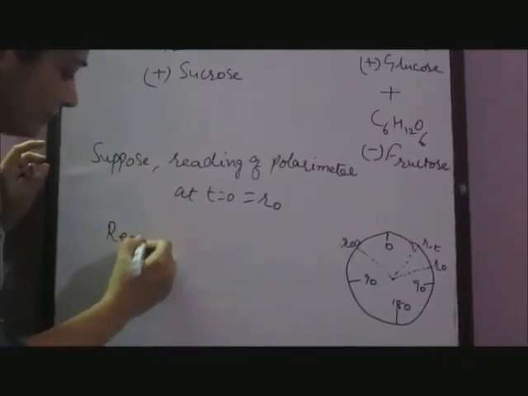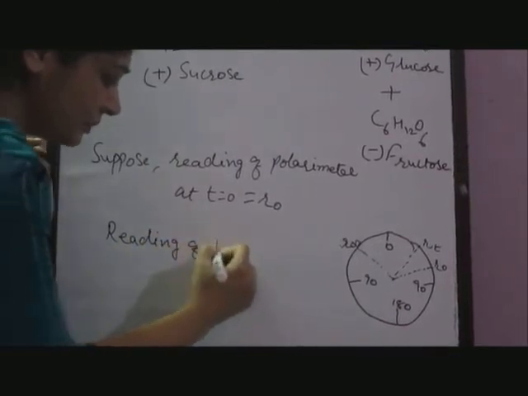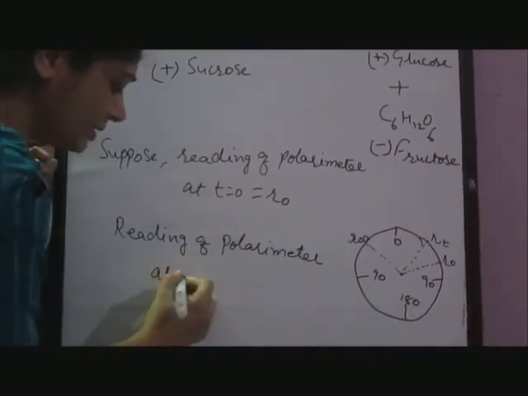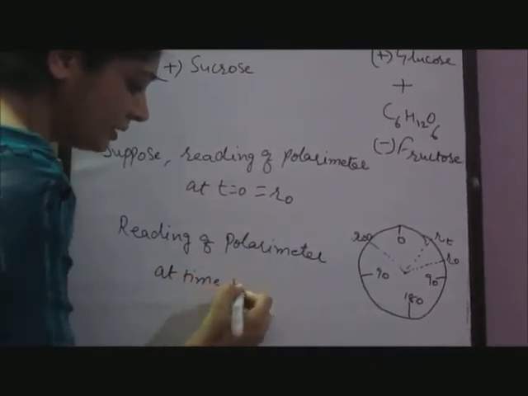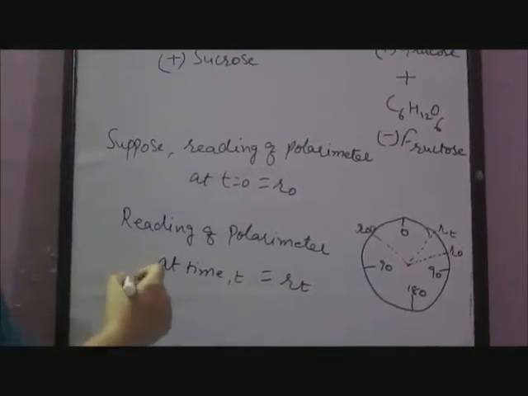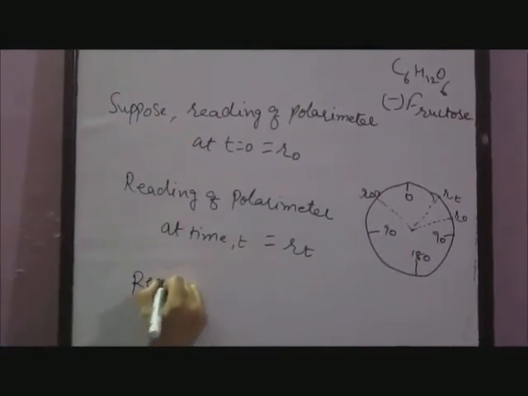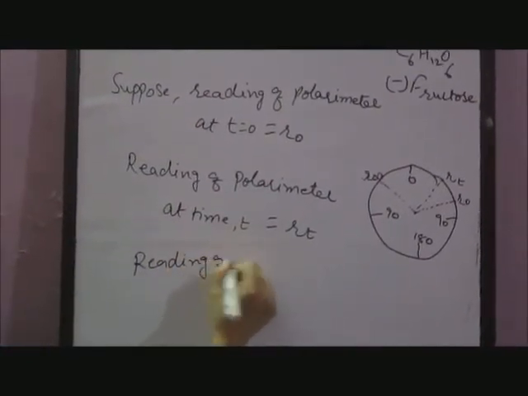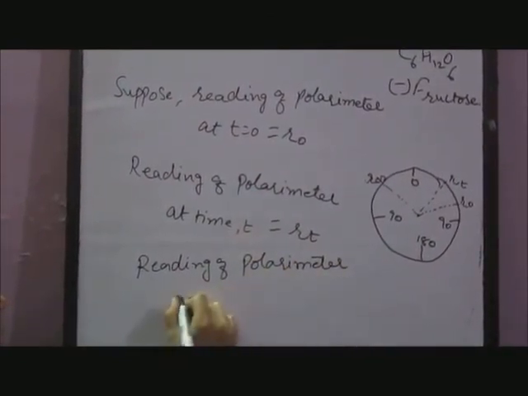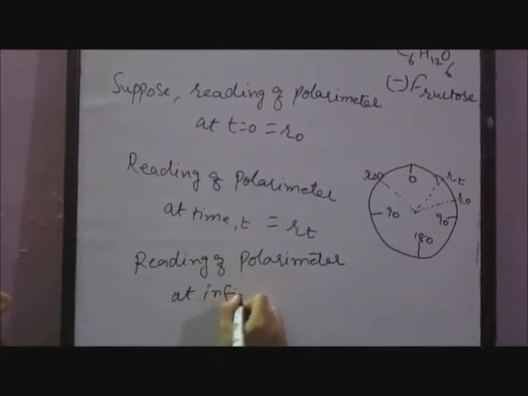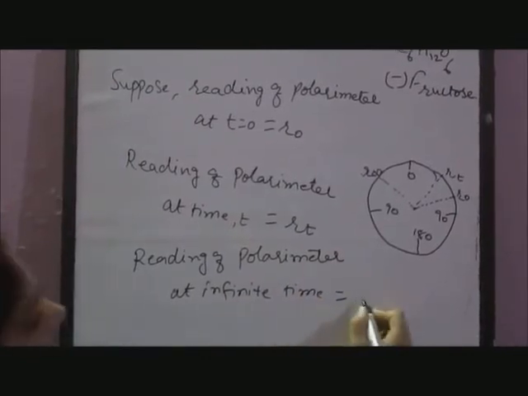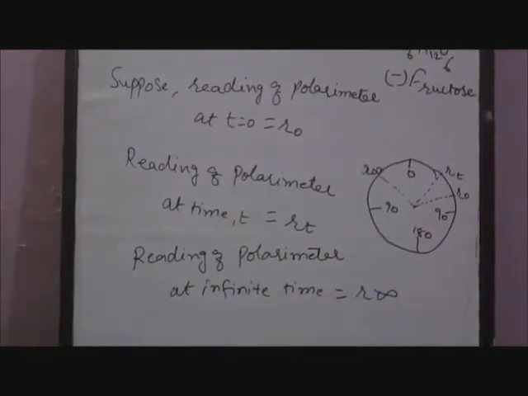Next is the reading of polarimeter at time t is equal to Rt, and the reading of polarimeter at infinite time is equal to R infinity.